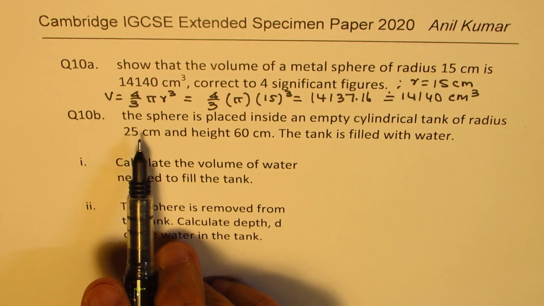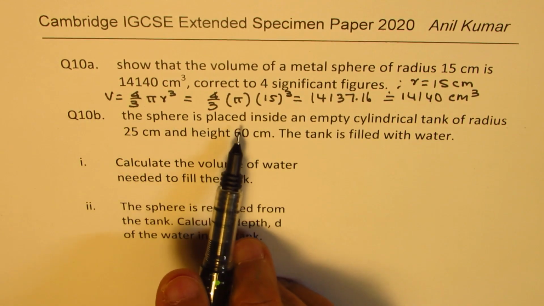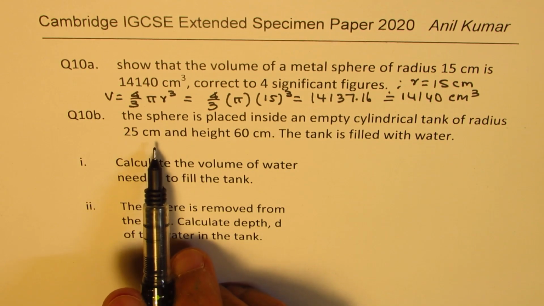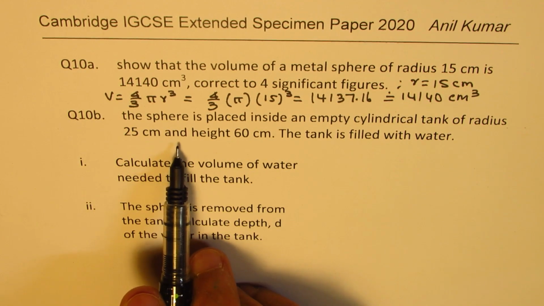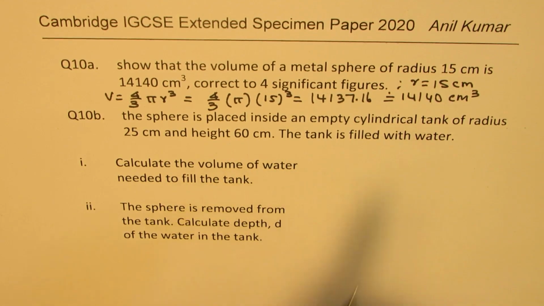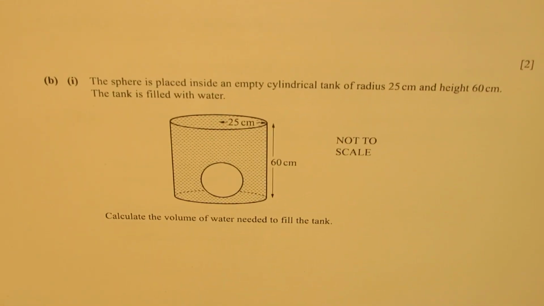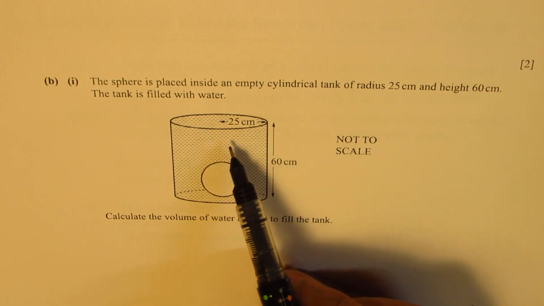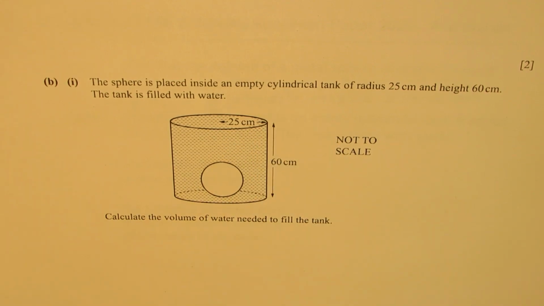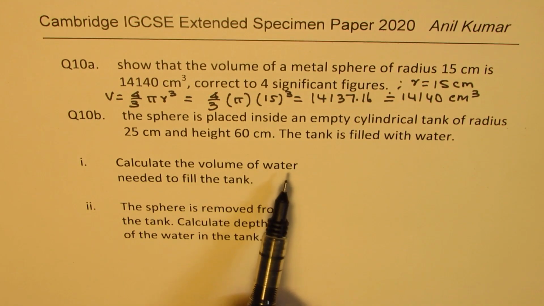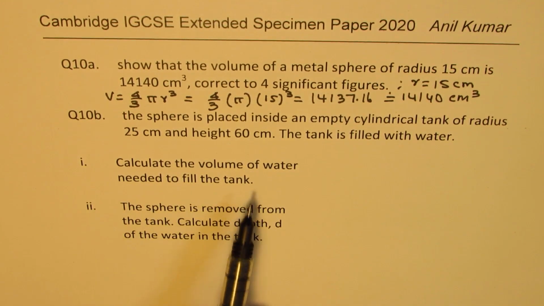Now part B is: the sphere is placed inside an empty cylinder tank of radius 25 centimeters and height 60 centimeters. The tank is filled with water. So the idea here is that, as shown here, the sphere has been placed in the tank, and then the tank is filled with water. Perfect. The question is, calculate the volume of water needed to fill the tank.